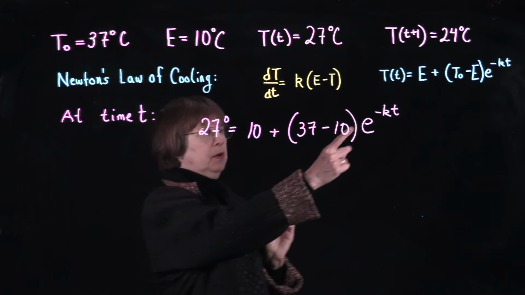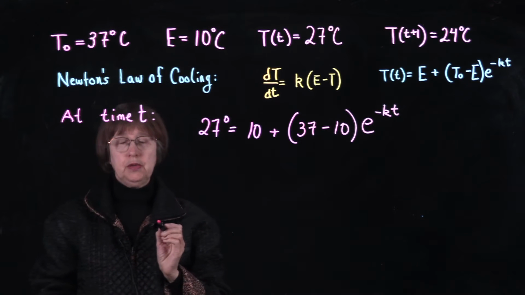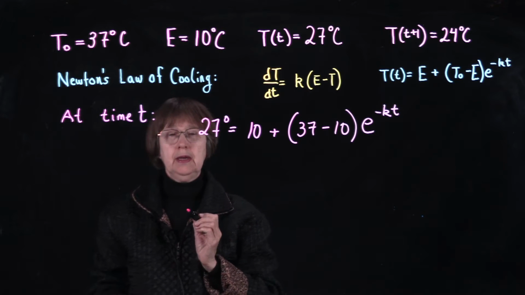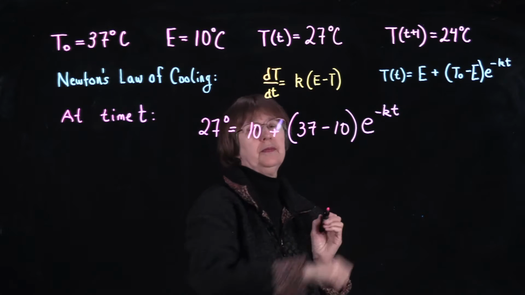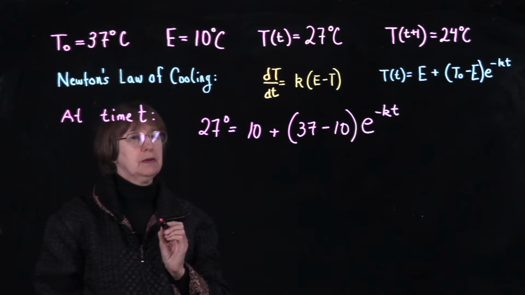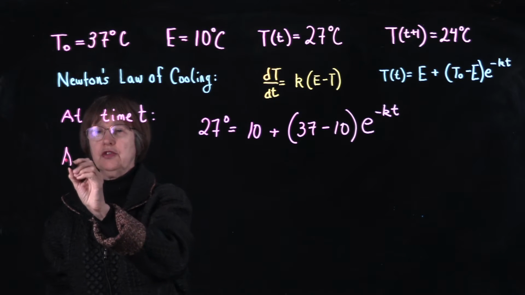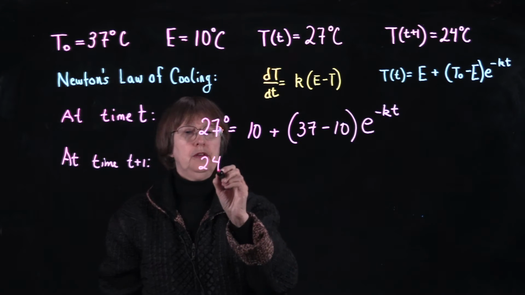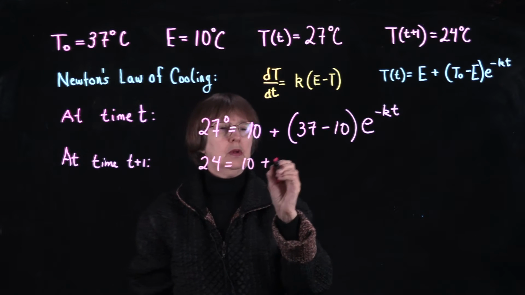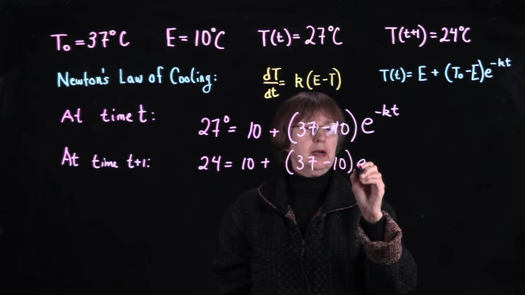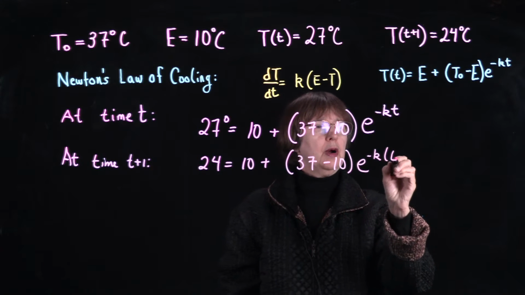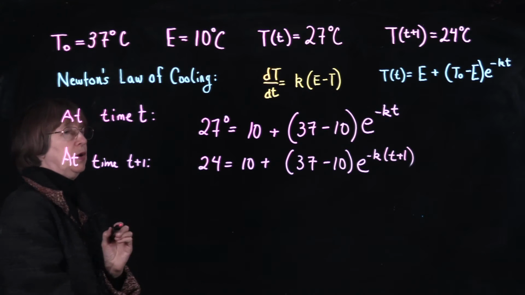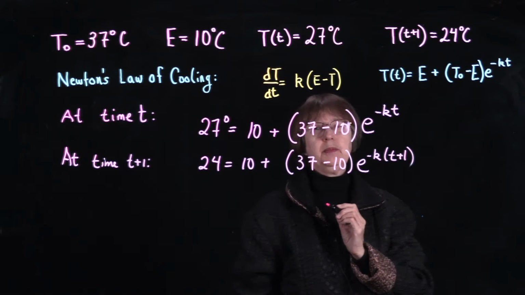Now you'll notice that we have a constant here whose value we do not know. Part of the problem will be to determine the value of k and thereby also determine the time t at which this event took place. We have one more piece of information, which is that at time t plus 1, 24 is going to equal this expression times e to the minus, and here we write k times t plus 1, since this is at time t plus 1.